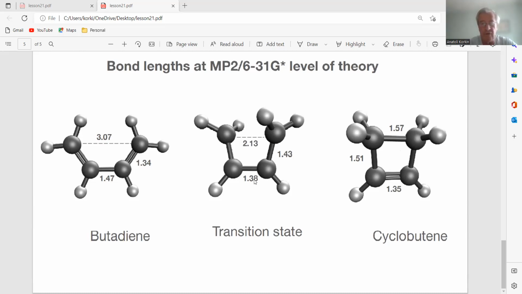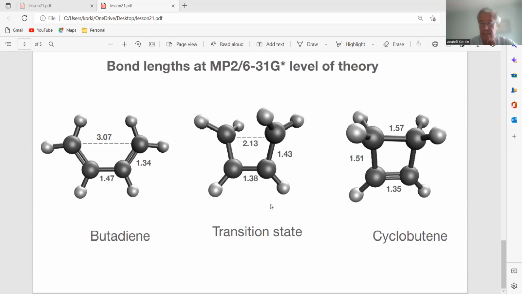For the transition state, you may also see this bond is getting shorter because it's going in the direction of a double bond, and this bond is elongated. So the transition state is geometrically kind of in between the initial butadiene and cyclobutene.